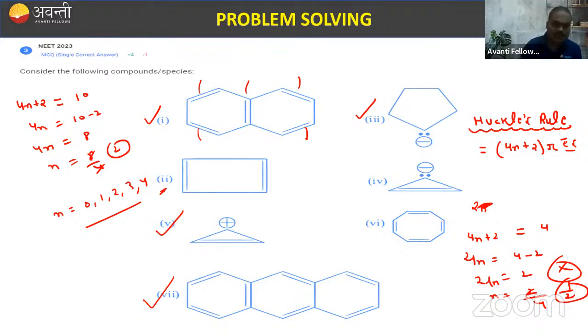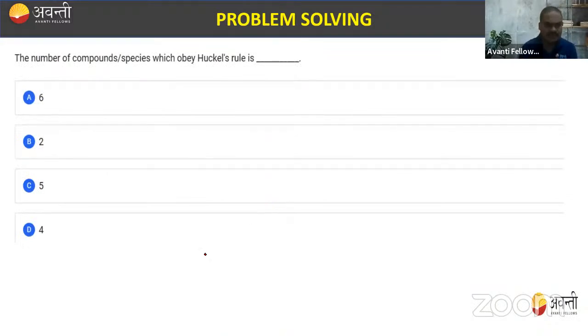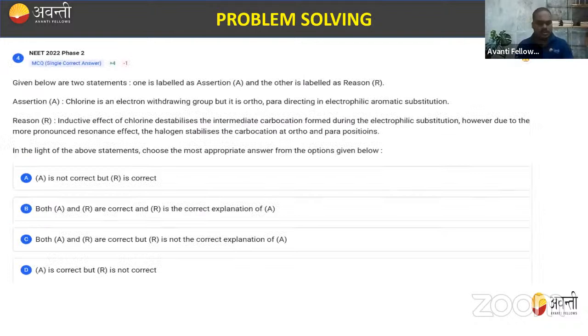So we can say that only compounds 1, 3, 5th, and 7th follow the rule. So the total number is 4. So 4 compounds or species obey Huckel's rule. Okay, move to the next question.